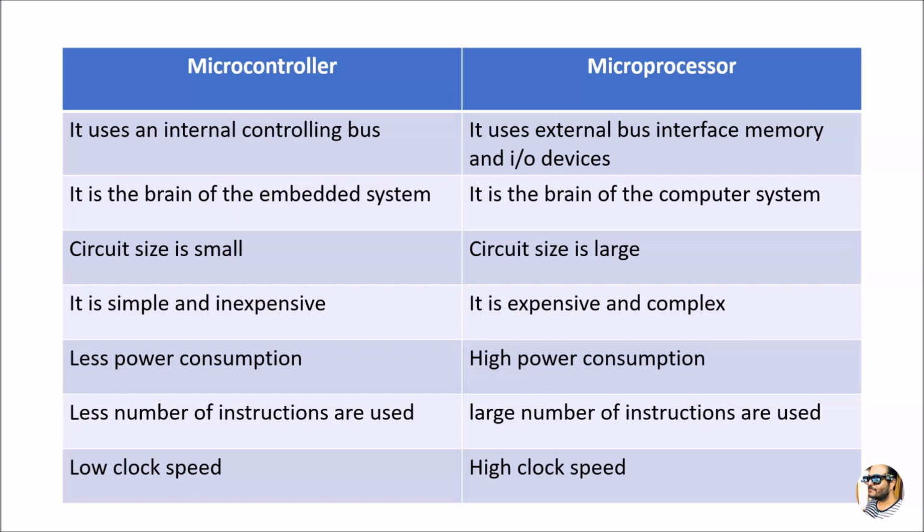Coming to the microcontroller, the clock speed is very low. If you take an 8051, it will be 11.0592 megahertz. It's in the megahertz range of frequency. And coming to the microprocessor, the clock speed will be very high, in the gigahertz range.